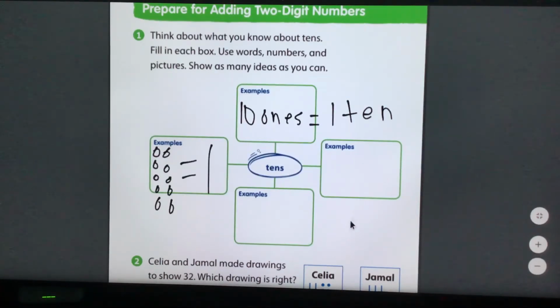Another way to show that using numbers is I'm going to write the number 45. How many tens are in the number 45? I hope you said 4. That's the tens. That's very, very important to know. 45 has 4 tens.